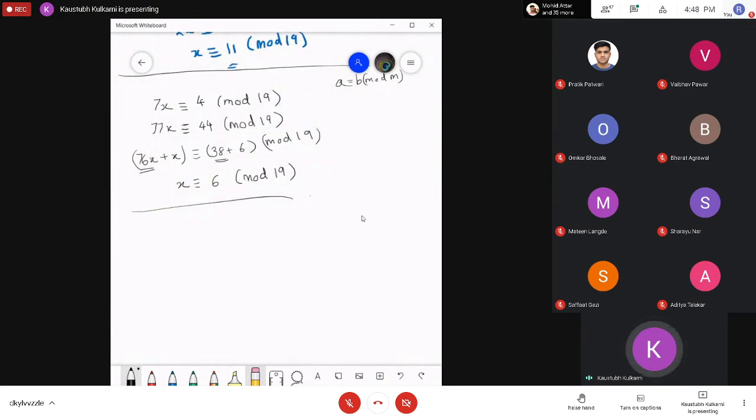Okay, let's solve one more example like this. Let's say 3x is congruent to 4 mod 26. Now this is a simple one, so no need to apply the extended Euclidean algorithm. In this case, you can directly see. So what is the inverse of 3 with respect to mod 26?